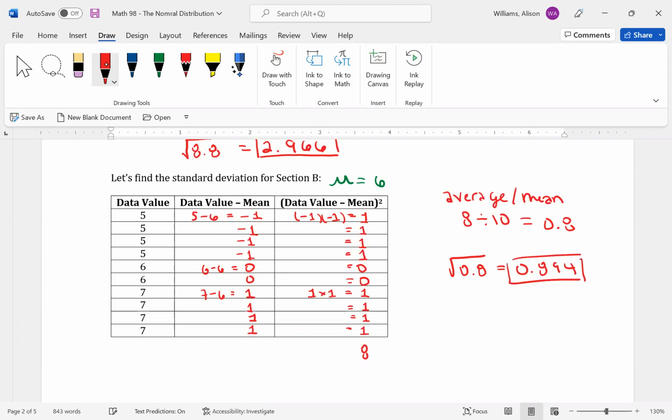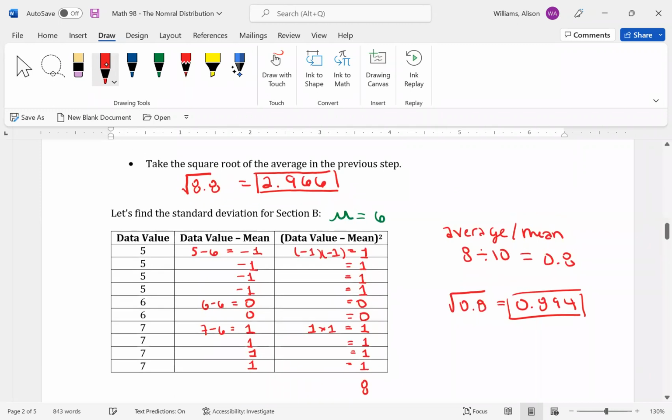Okay, so let's look at that. The standard deviation in A is almost the number 3, 2.966, right? It's basically 3. But for section B, it's less than 1. So the standard deviation in A is much bigger than it is in B. And that makes sense based on the fact that the data is more spread out.